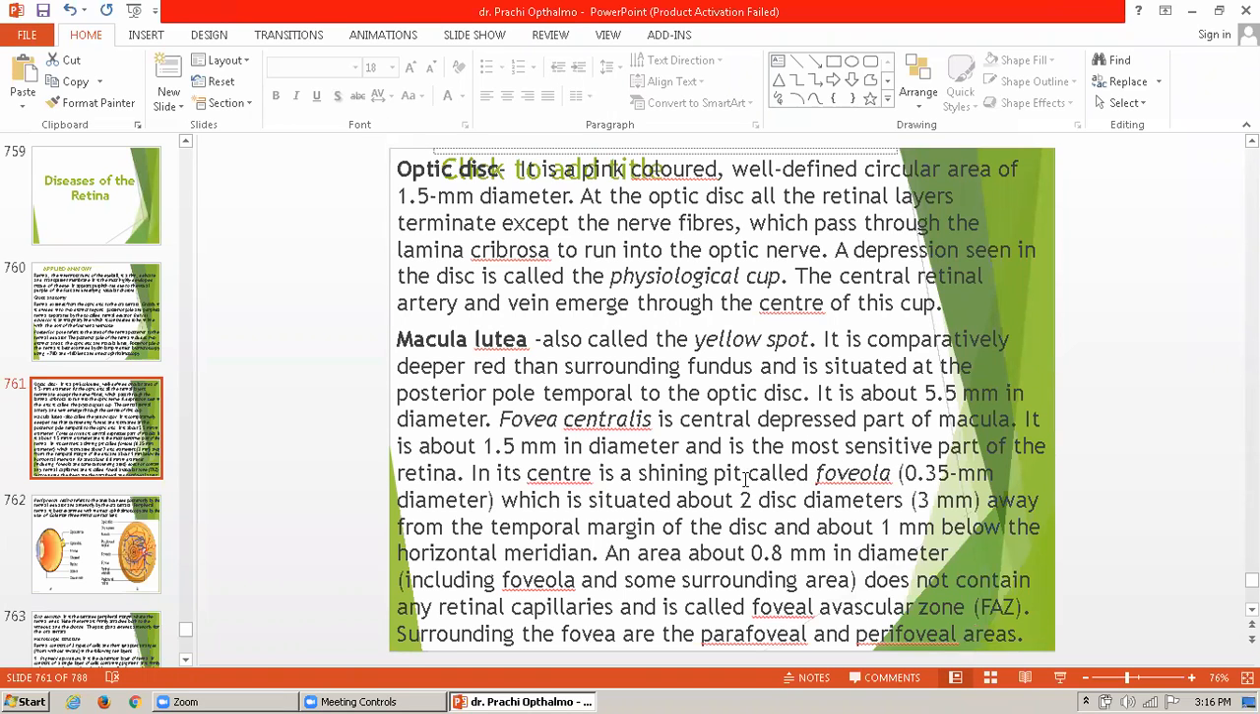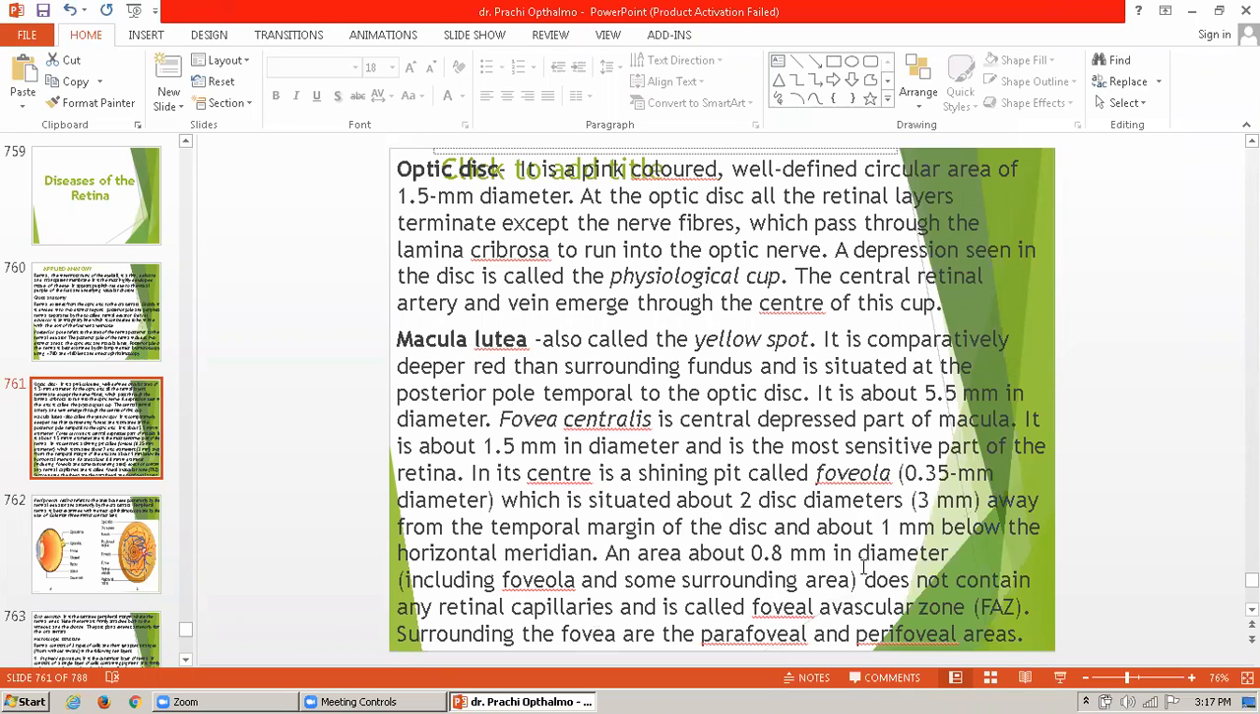In its center is a shining pit called the foveola, which is 0.35 mm in diameter and is situated about 2 disc diameters, that is 3 mm, away from the temporal margin of the disc and about 1 mm below the horizontal meridian. An area about 0.8 mm in diameter, including the foveola and some surrounding area, does not contain any retinal capillaries.